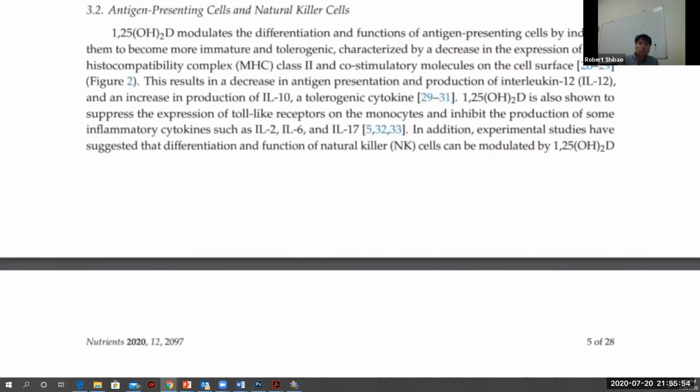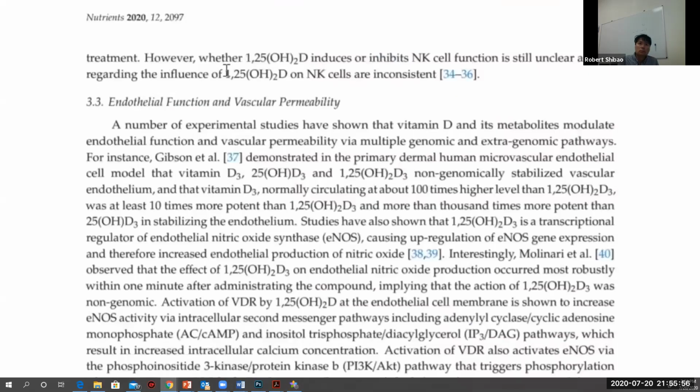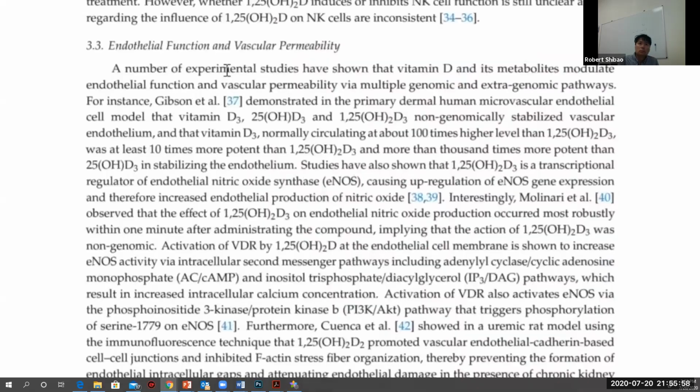But what I became very interested in, because of what we've been talking about, is this section on endothelial function and vascular permeability. Now take a look at this. A number of experimental studies have shown that vitamin D and its metabolites modulate endothelial function and vascular permeability via multiple genomic and extragenomic pathways.